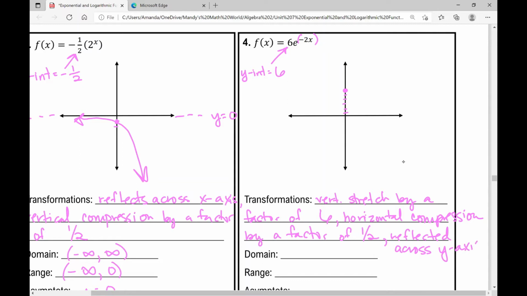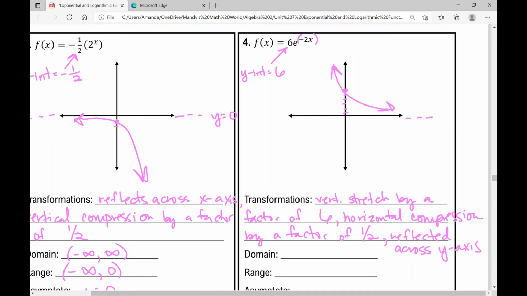So this is really confusing for students to think about. You've got to think about what that original function looks like. It's like your exponential growth function. So instead of a growth function, if I flip it across that y-axis, it's going to look more like a decay function. So it looks like this.